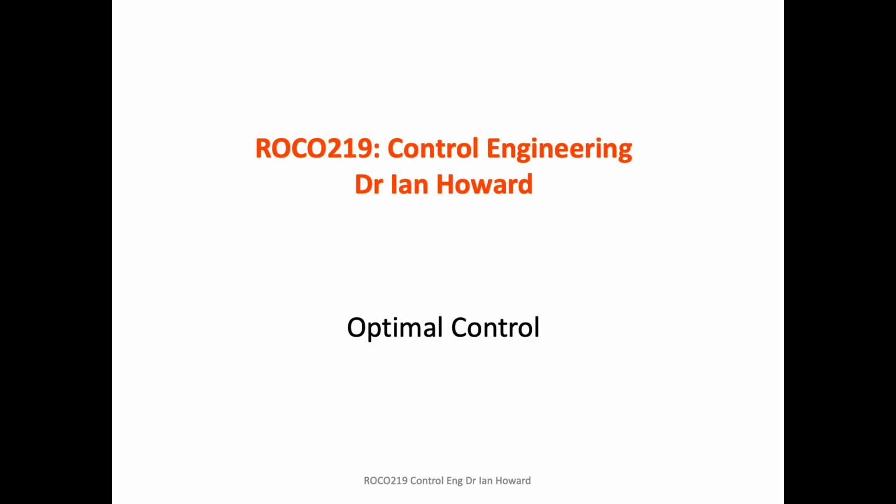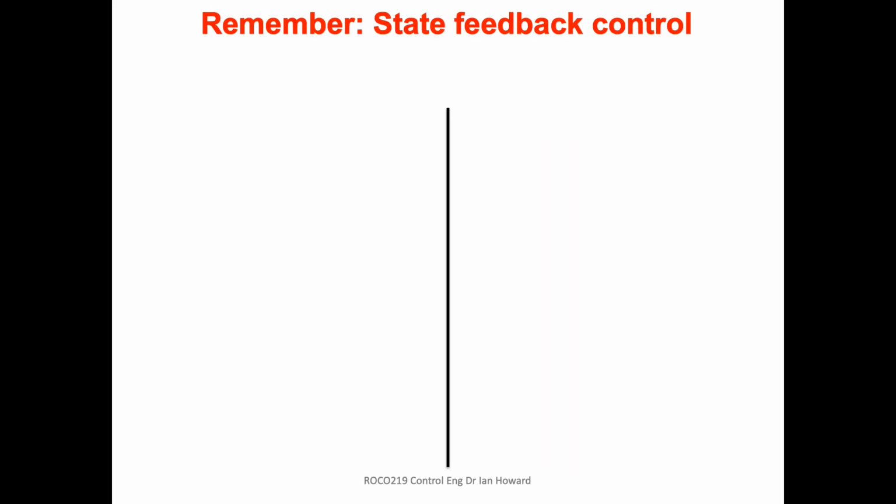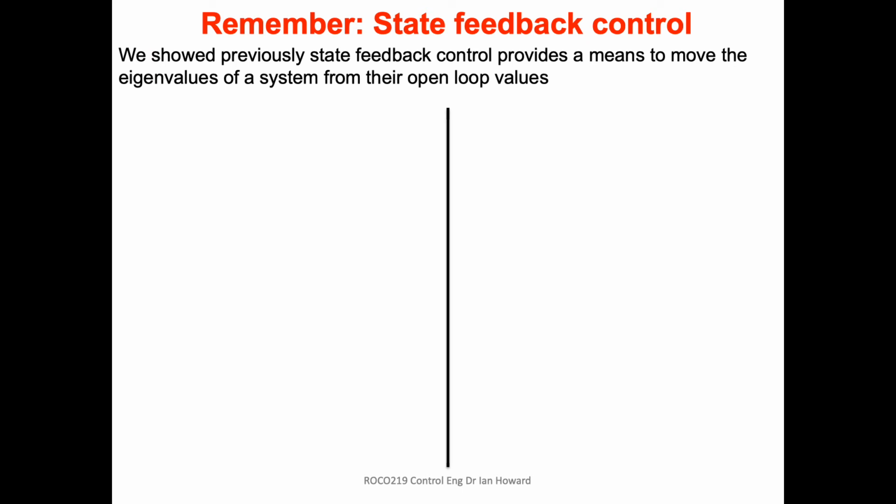So let's now discuss the field of optimal control. Optimal control is actually another way of designing a state feedback controller. So let's think about what we know about these systems already.